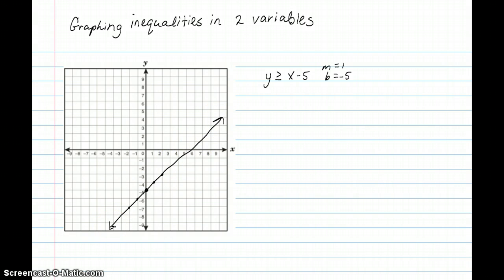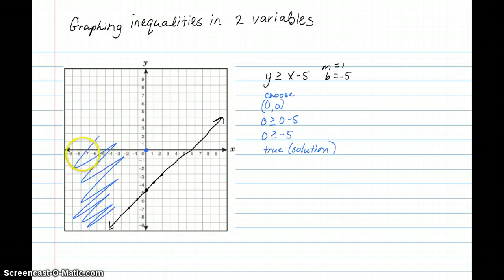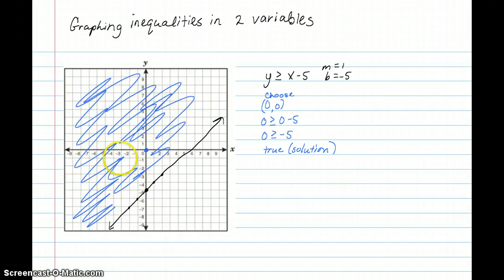Now we need to determine where to shade it, so we're going to choose the point 0, 0, because 0, 0 is not on the line. So 0, 0, we substitute 0 in for the y right here. Greater than or equal to, the x is also 0, 0 minus 5, so 0 is greater than or equal to negative 5. And since 0 is greater than or equal to negative 5, that's true, then it is a solution. And so we are going to shade essentially above and to the left of the line.